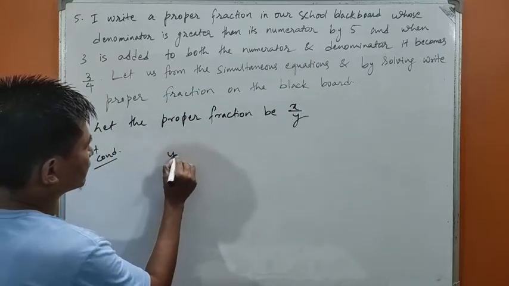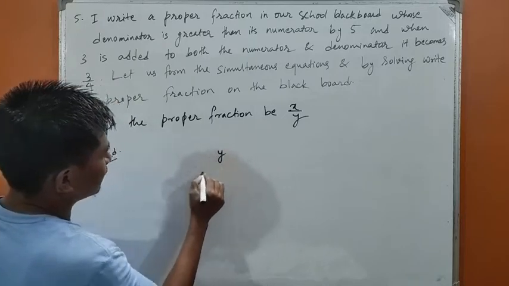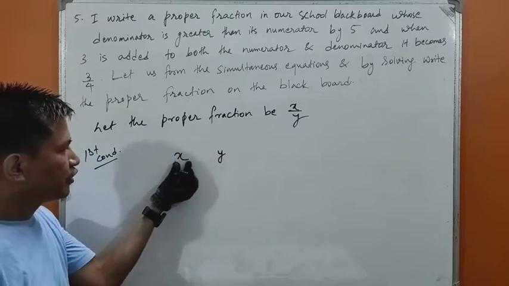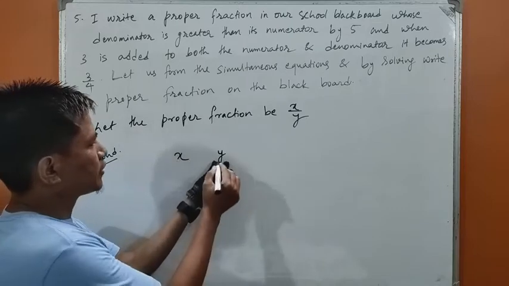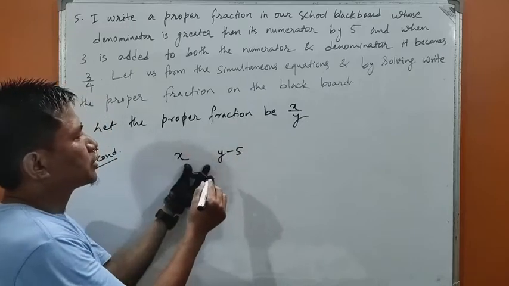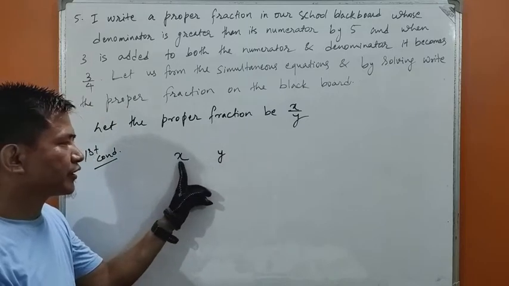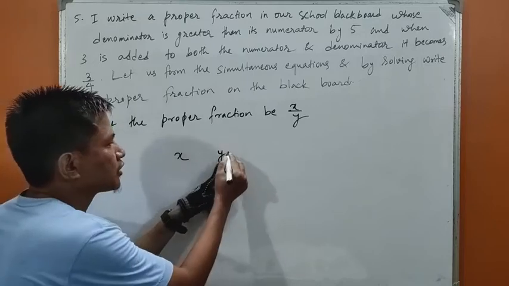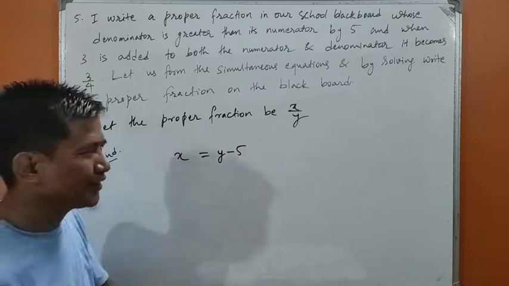This is denominator, isn't it? Okay, let me write here. This is denominator and this is numerator. So this denominator is greater than numerator by 5. So if I subtract 5 from the denominator, both the numbers become equal, isn't it? Originally denominator was greater than numerator by 5. So if I subtract 5 from denominator, the numbers become equal. Are you getting me? Yes.